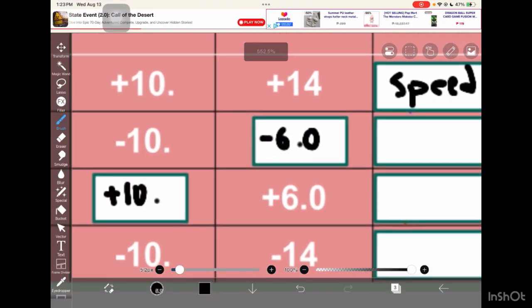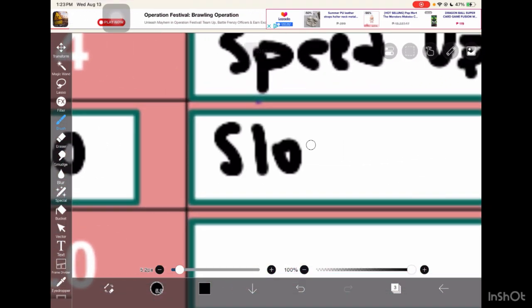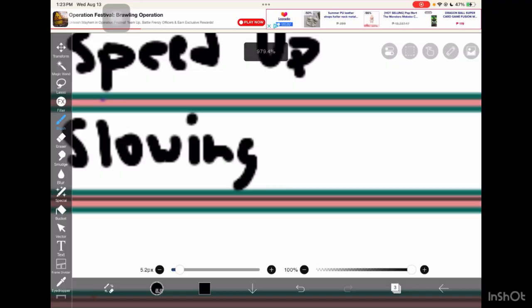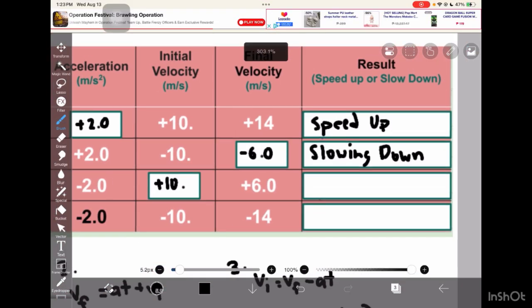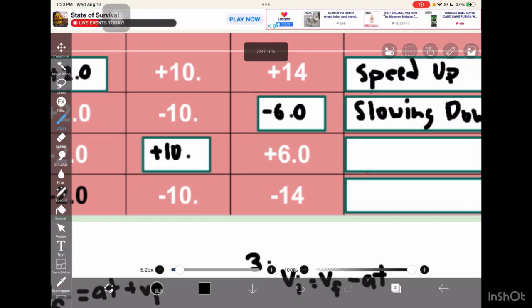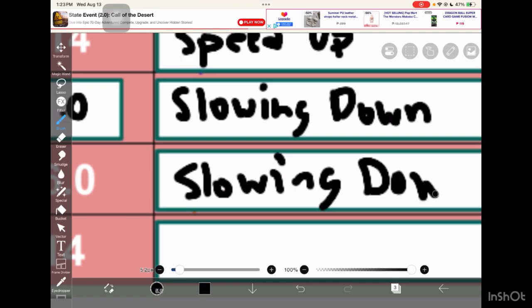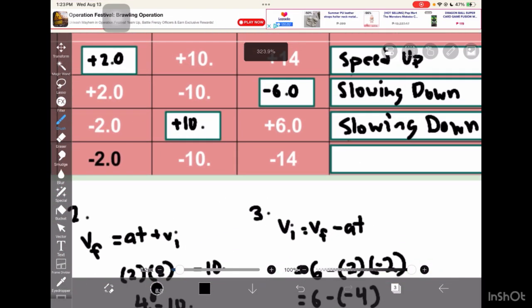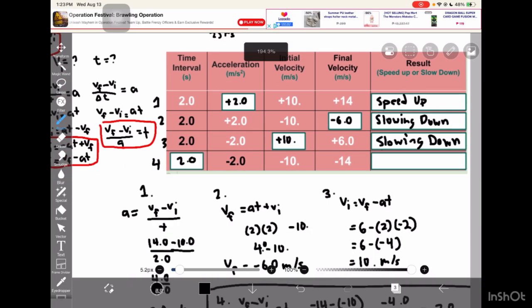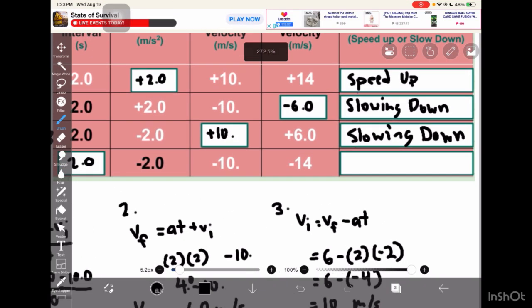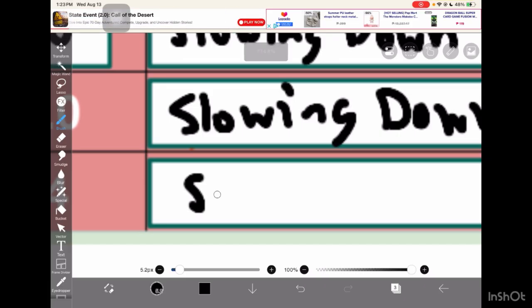Now, is 6 bigger than 10? No. So therefore it's slowing down. So, next one. Is 6 bigger than 10? Still no. So slowing down. And lastly, is 14 bigger than 10? Yes, it is speeding up.